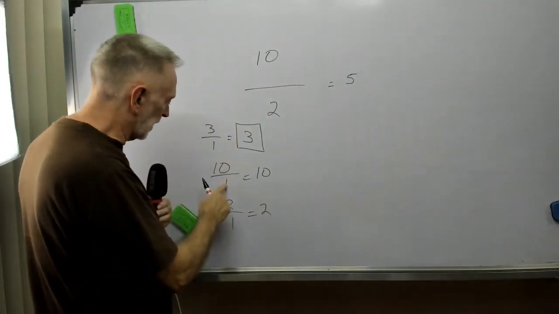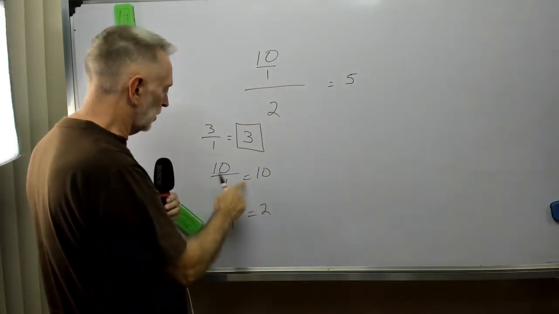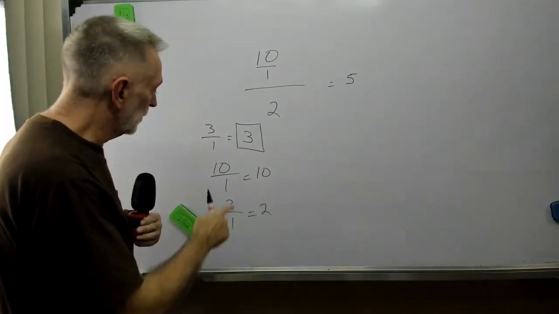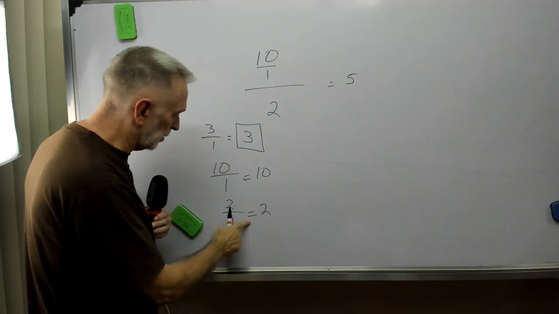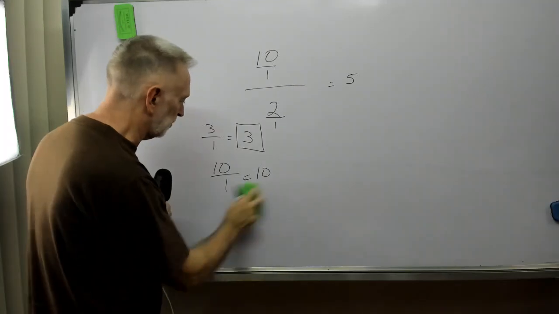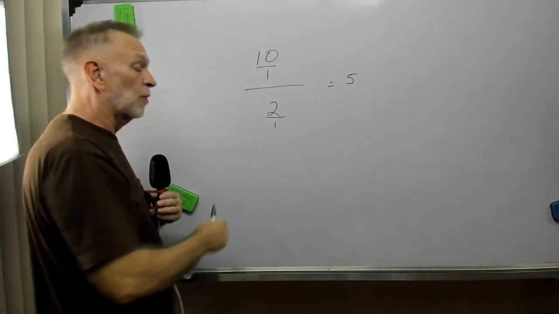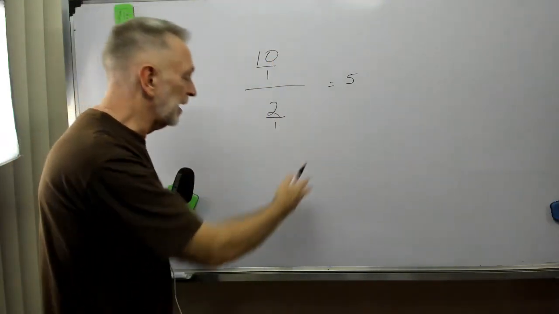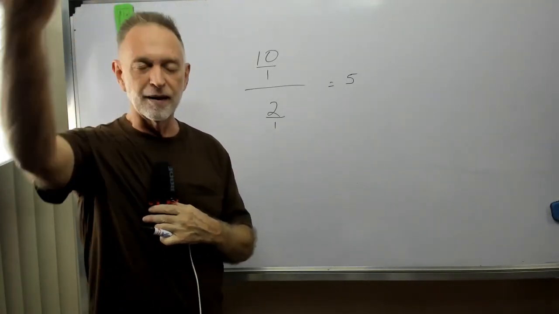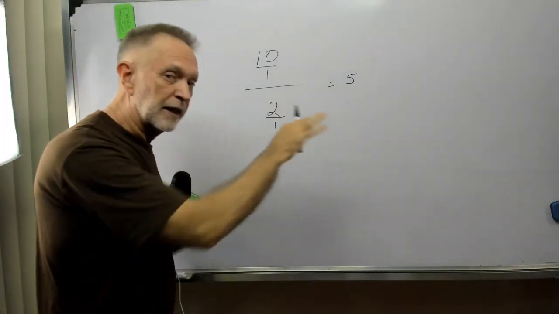Well, if 10 divided by 1 equals 10, I can replace the 10 by 10 divided by 1. We said 2 divided by 1 was equal to 2, so this 2 is the same as 2 divided by 1. Now, you've already solved this where you said 10 over 1 divided by 2 over 1 was 5. All right, let's everybody slap yourself in the forehead. You've just solved a compound fraction already and you didn't realize it.